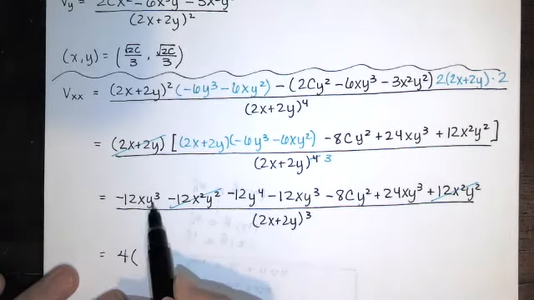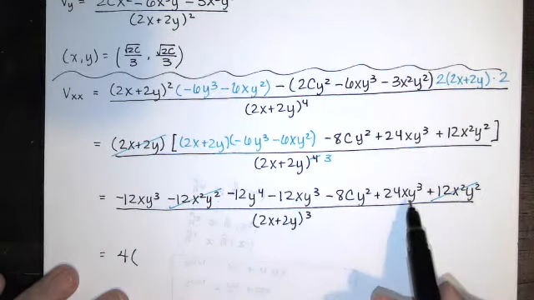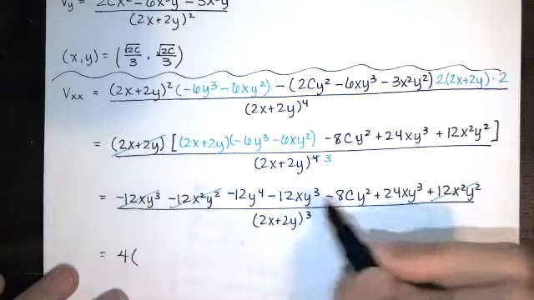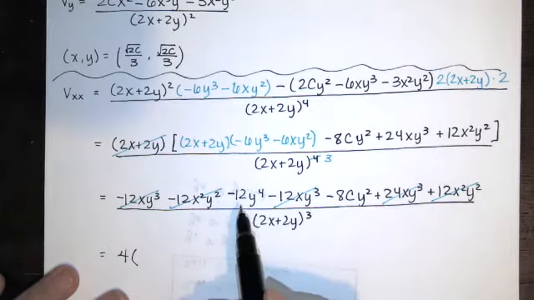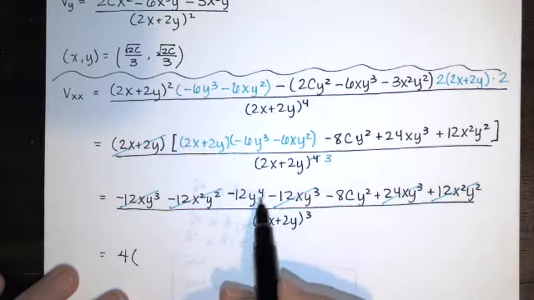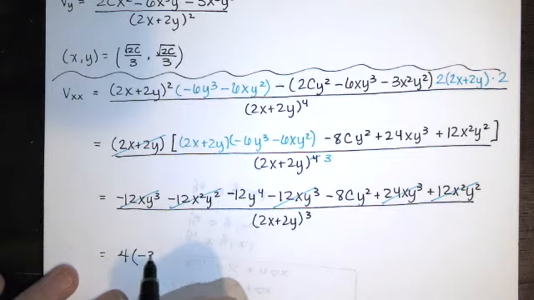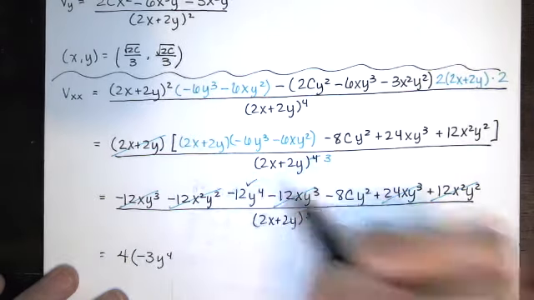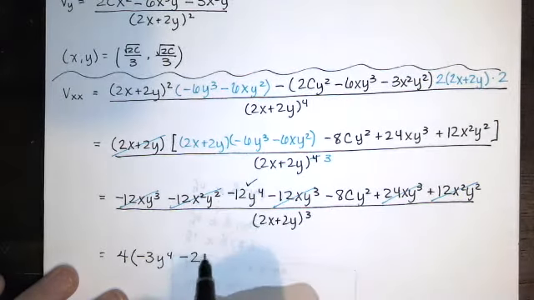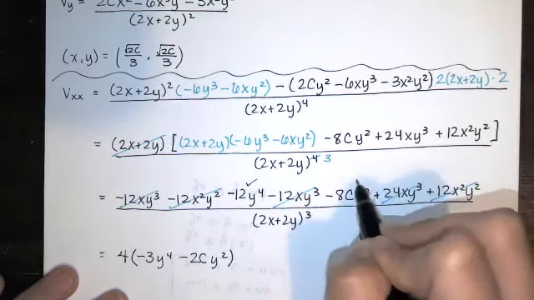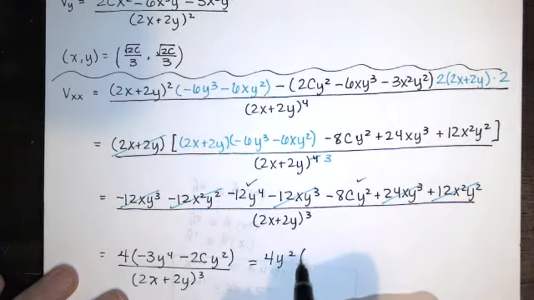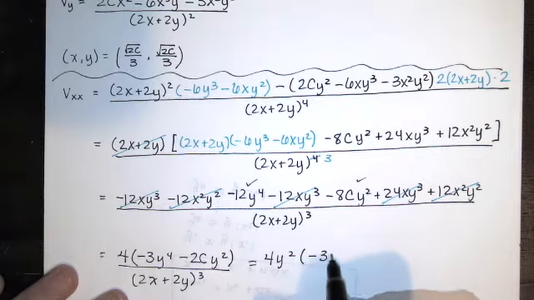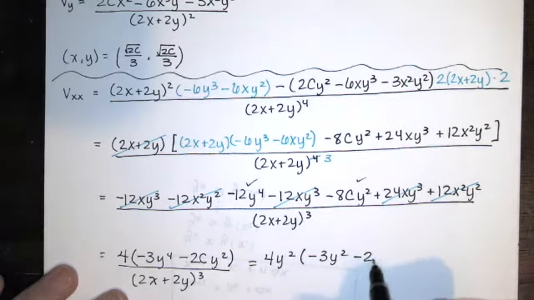And then I've got an xy cubed here and an xy cubed here and an xy cubed there. That's nice. Negative 12 plus 24 of those is 0. Very nice. So I'm just left with this negative 12y to the fourth. If I factor out the 4, I have a negative 3y to the fourth there. And then a minus 2c times y squared. I guess we could have factored out a y squared as well. So you've got 4y squared times a negative 3y squared minus 2c.